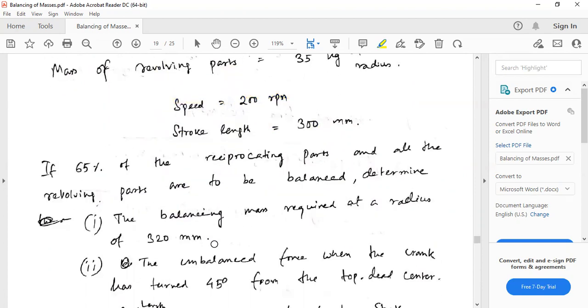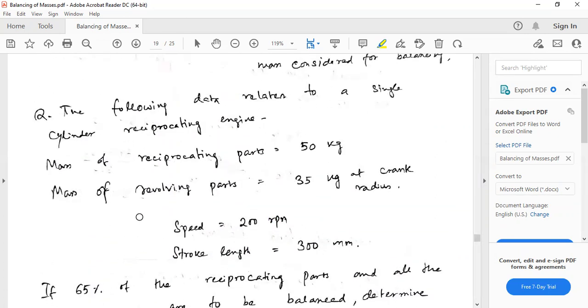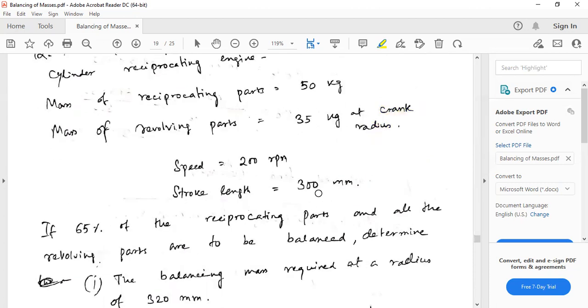That will be useful because we are not given the radius of the crank. The crank radius is not given, but we can find it by dividing 300 by 2, because twice the crank radius is equal to the stroke length. So 2 into crank radius equals stroke length. So the crank radius is 300 by 2. That way we can find it out.